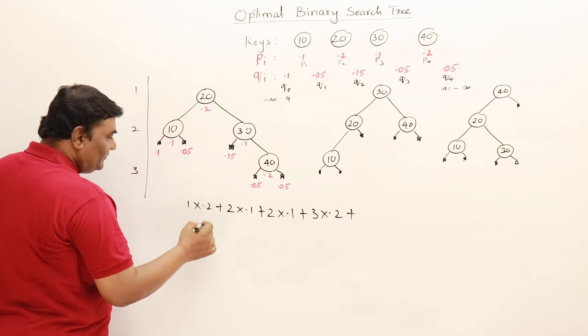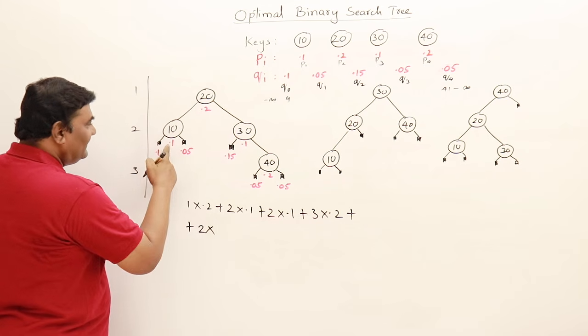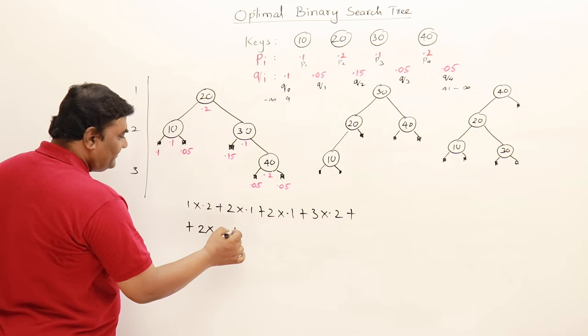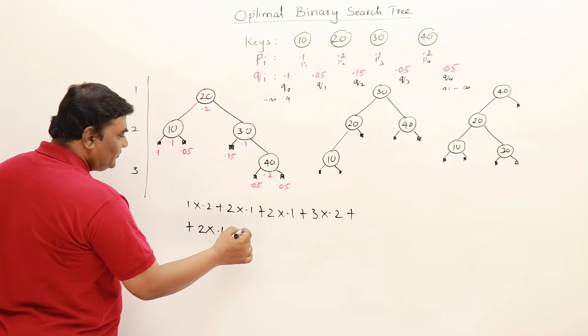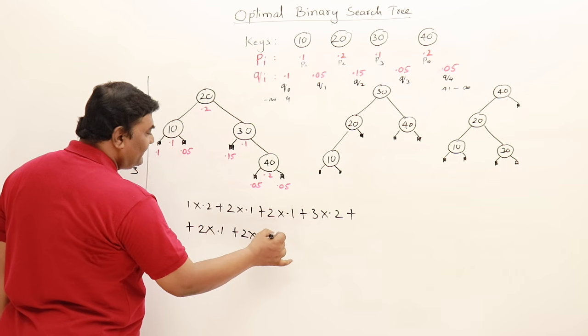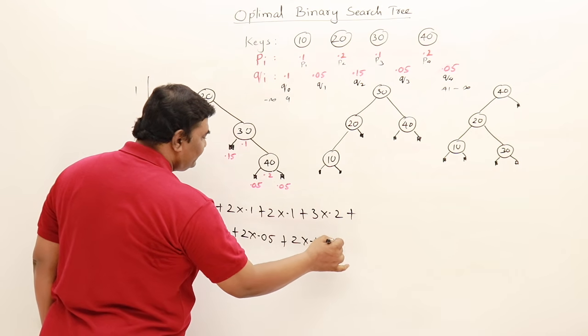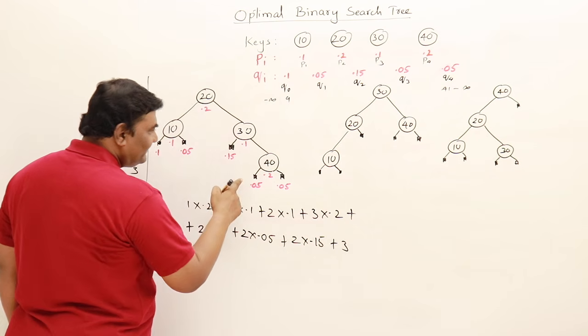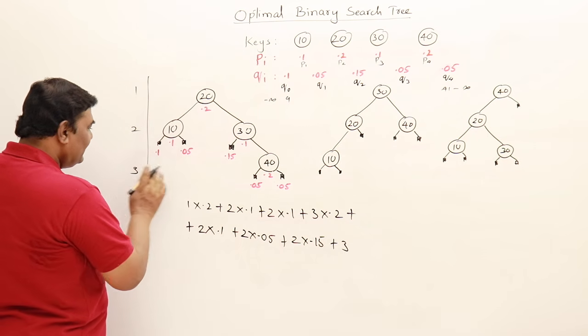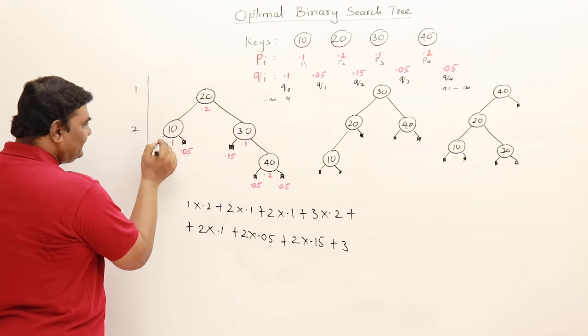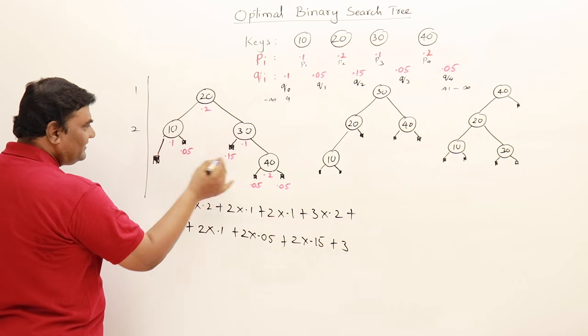So this is 2 into its probability 0.1 plus then this is 2 into 0.05 plus 2 into 0.15 plus this is 4. This is 4. See, actually I should draw them like this. I should draw them till here, till 40.